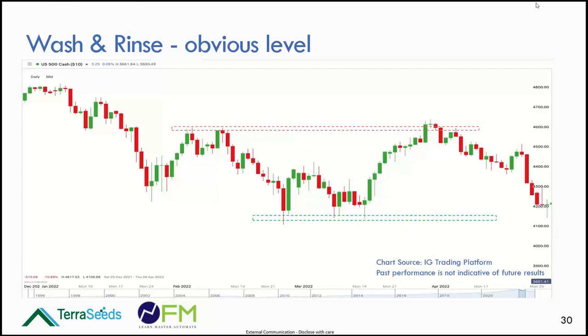Yeah, what happened? You see that? So there was this green line that you can draw here. All right, so this bar here is your wash bar, and then this bar here is your rinse bar, okay? And then this is your wash line. And what happened? They are not happy, you know. They want to push it again. They want to push it into the resistance one more time.